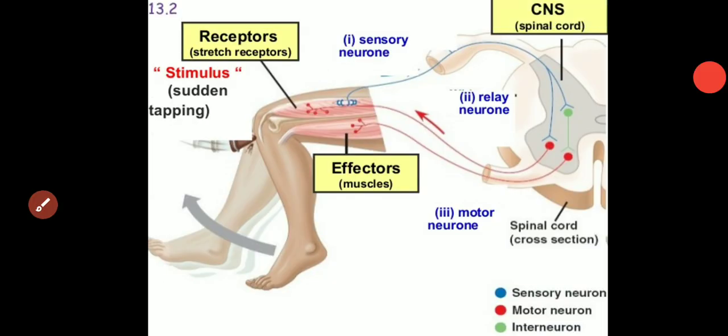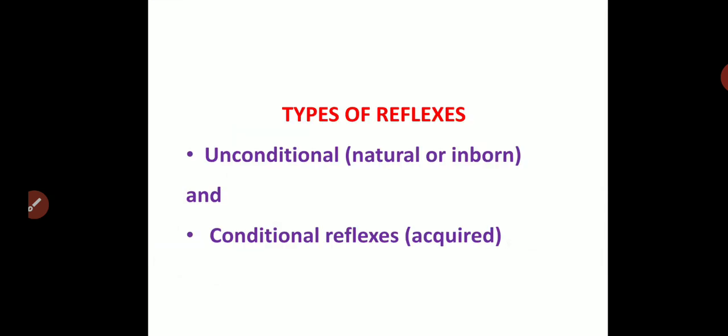This is another example of reflex action. When a tap is given on the knee, immediately there is a jerk of the leg. That is also an example of reflex action. All these reflexes, as I said, are divided into two categories, unconditioned and conditioned. Unconditioned reflexes are also called natural reflexes or inborn reflexes or simple reflexes. Remember all these names: unconditioned, natural, inborn or simple reflexes.